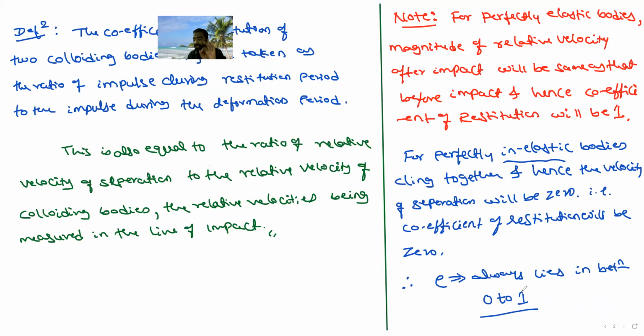In the exam, they may ask: the coefficient of restitution value is equal to 1 for which body: perfectly elastic, perfectly inelastic, partially elastic and partially inelastic, or none? For perfectly elastic, the E value is 1. For perfectly inelastic, the E value is 0. For the partial case, the E value lies between 0 and 1. Is it clear, everyone?